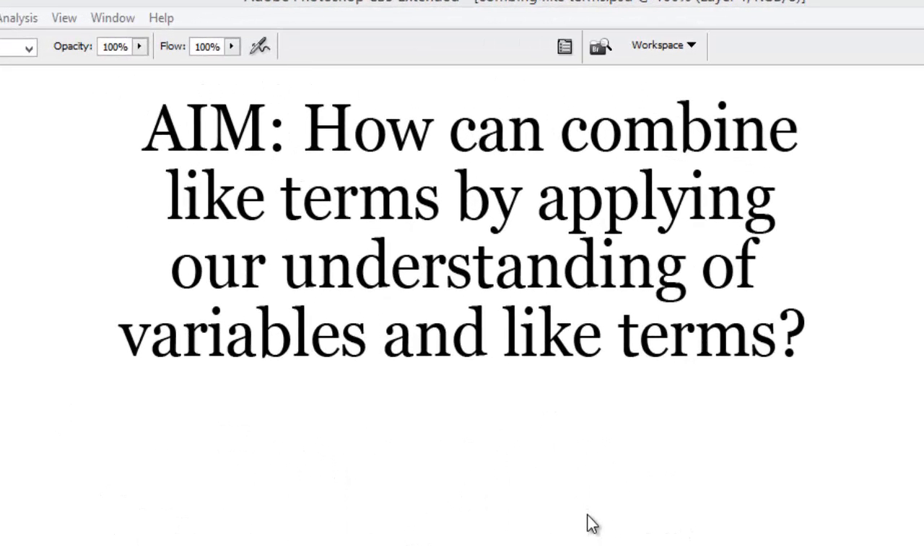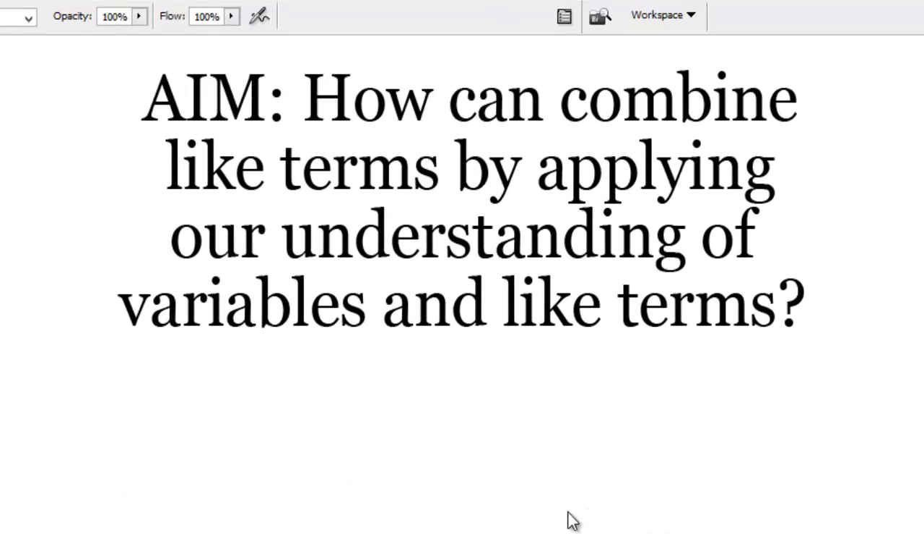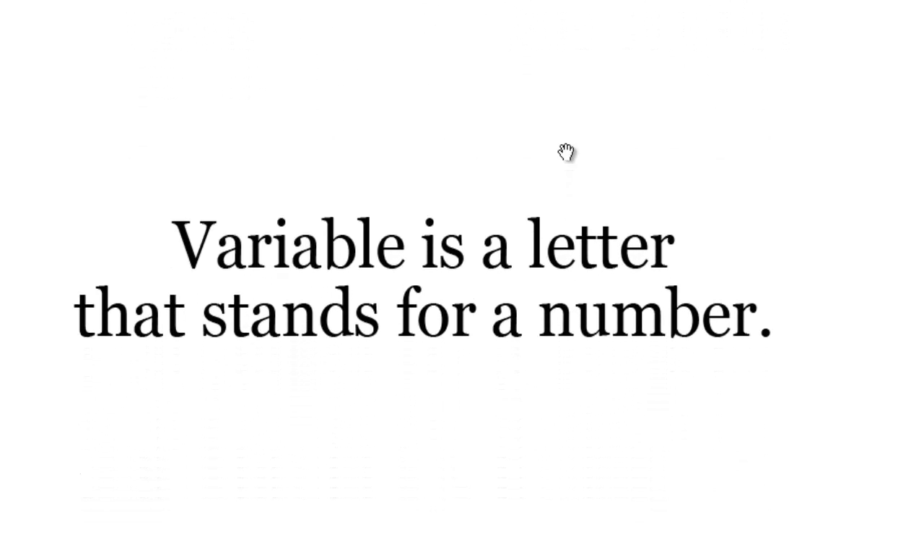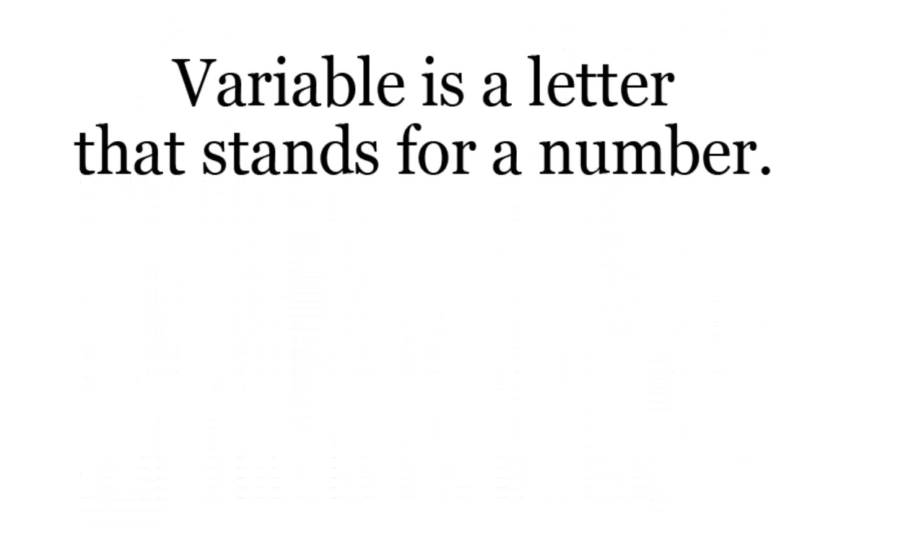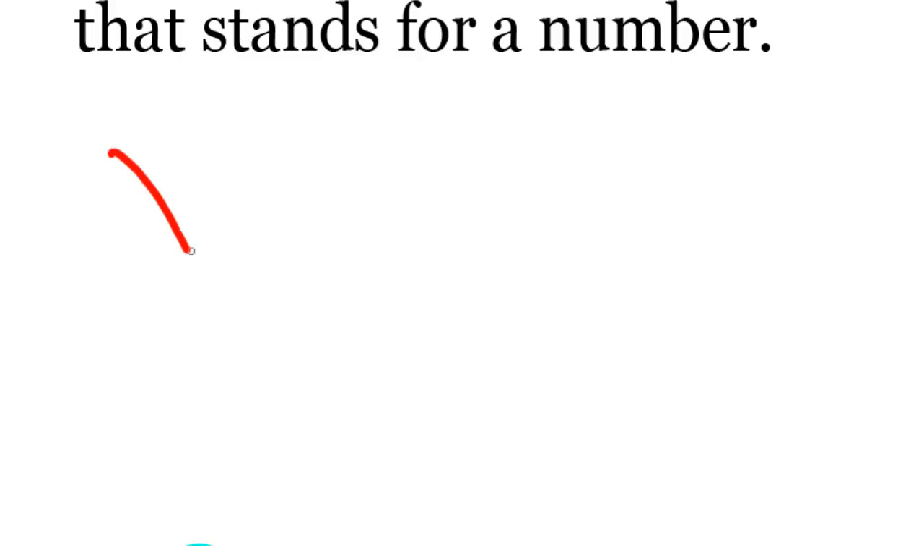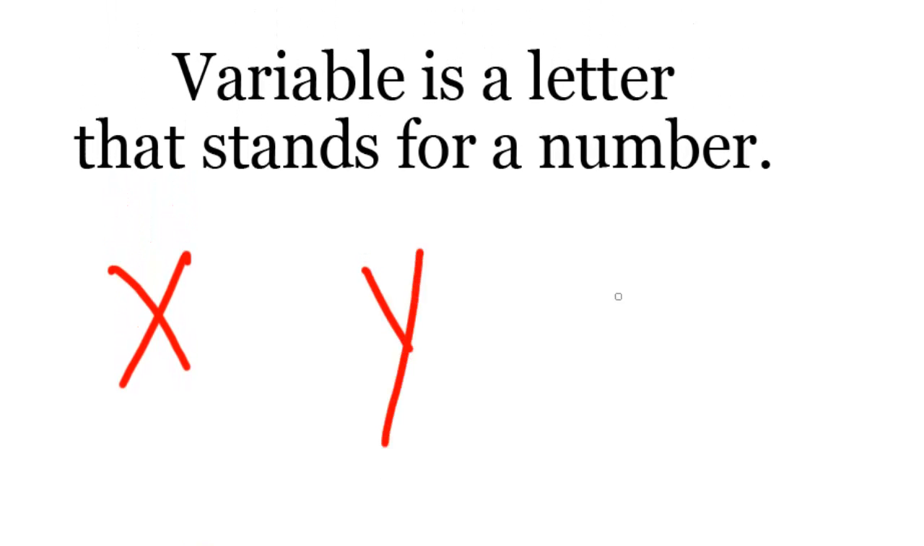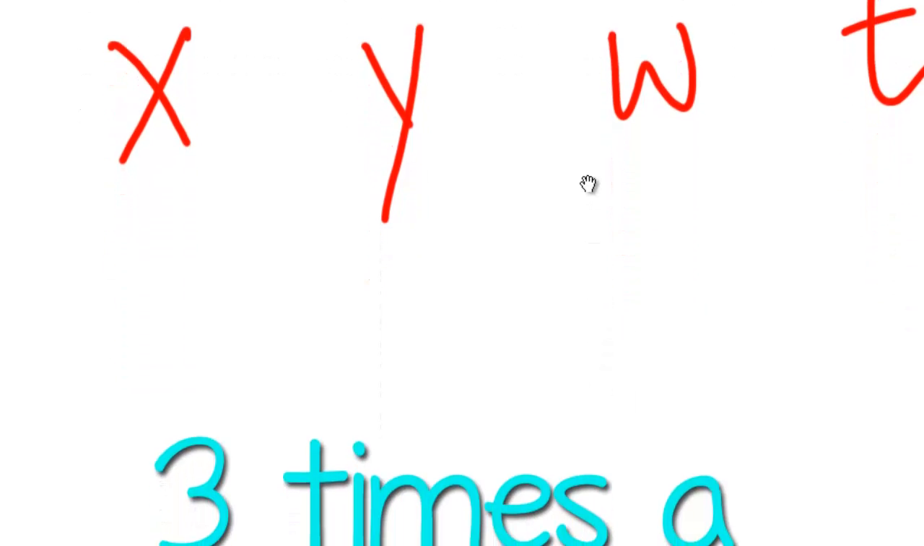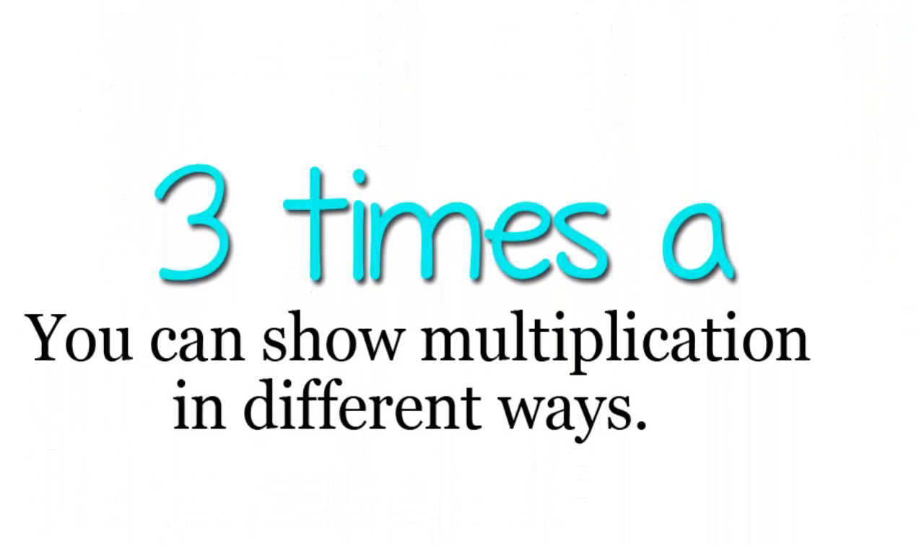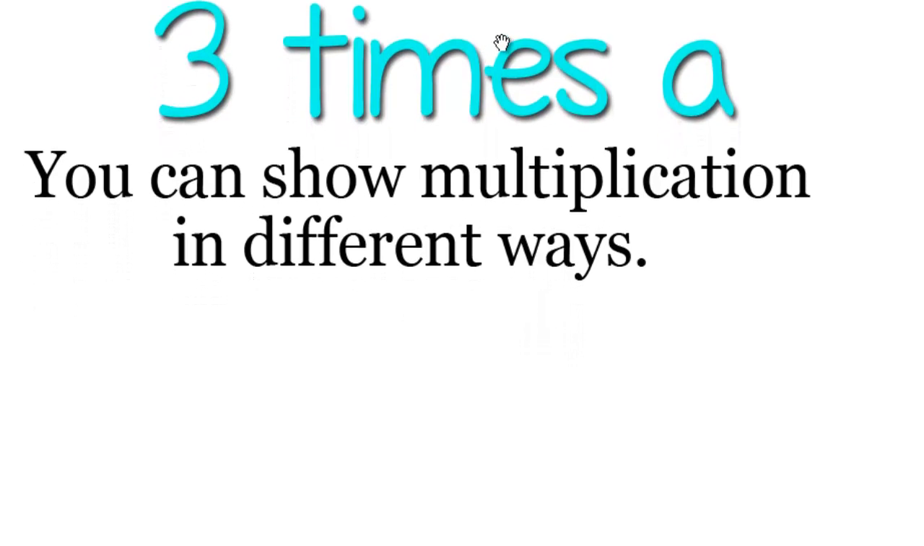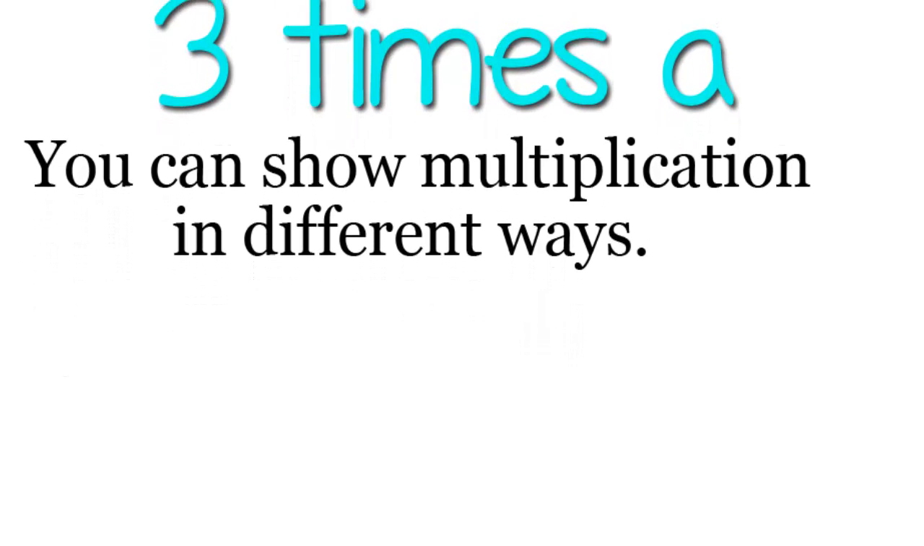How can we combine like terms by applying our understanding of variables and like terms? So a variable is a letter that stands for a number. Maybe it's X or Y or any letter, W, T, etc. And when using variables, we can show multiplication in lots of different ways. For example, here I see we have 3 times A.